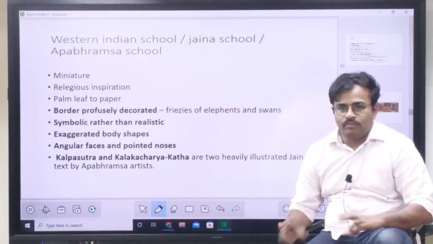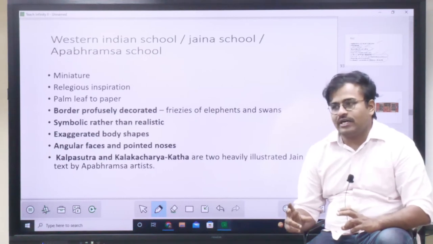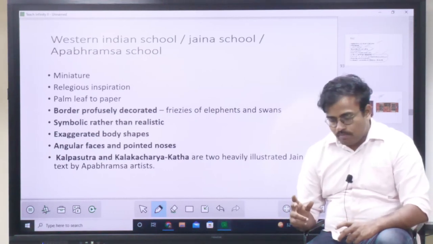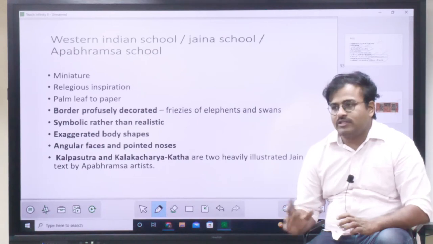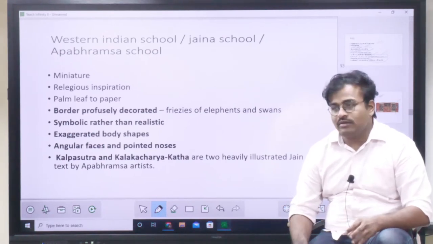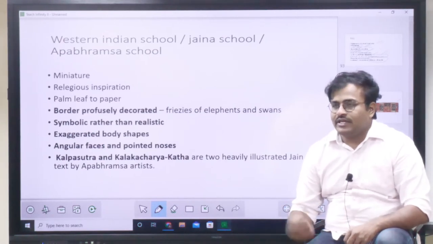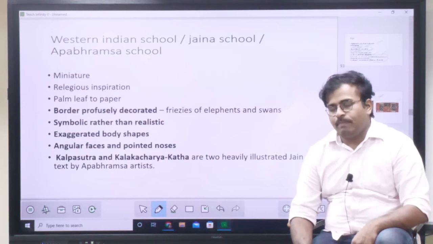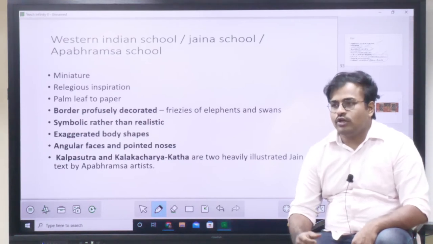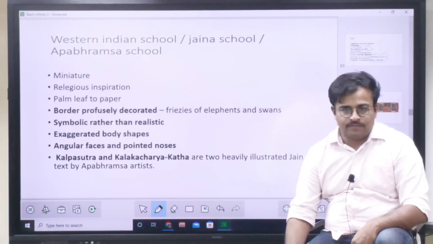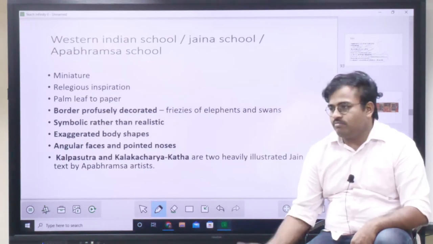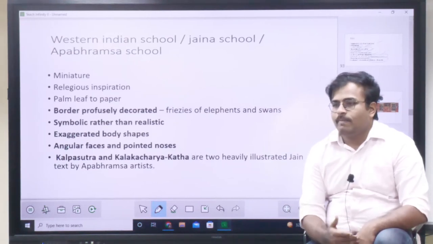It is done in miniature, on palm leaf and birch bark; on these the painting is usually done. But it is in the Western Indian school that the paintings started adopting a new canvas, which is known as paper. They started migrating from birch bark and palm leaf to paper.